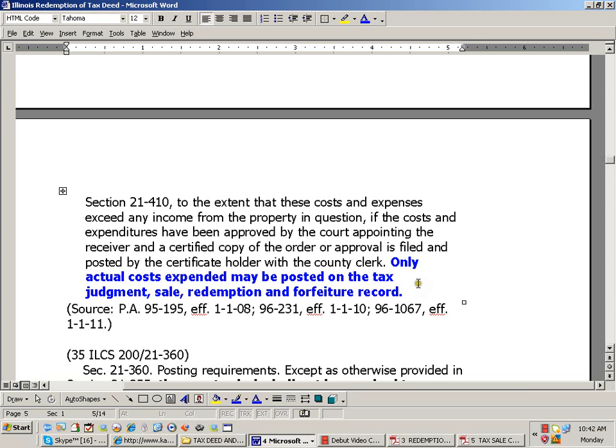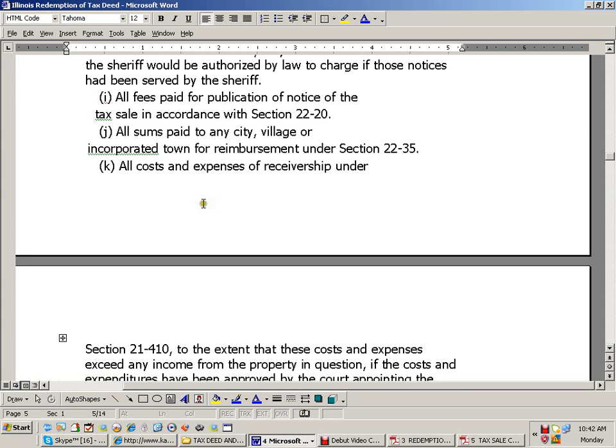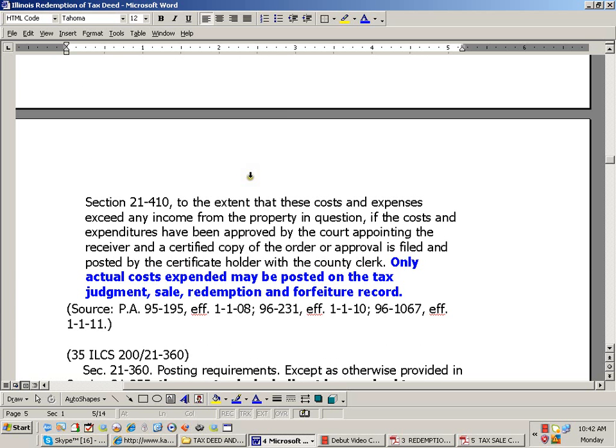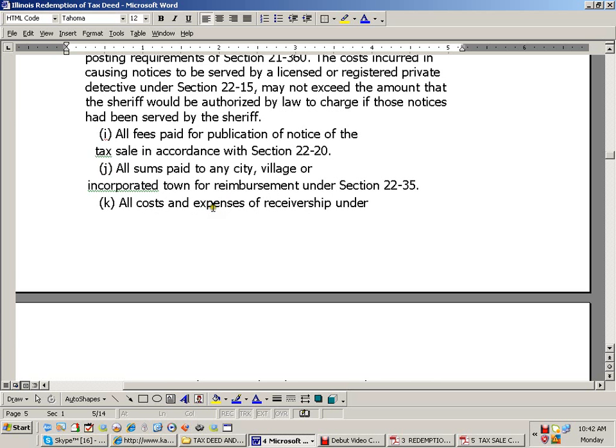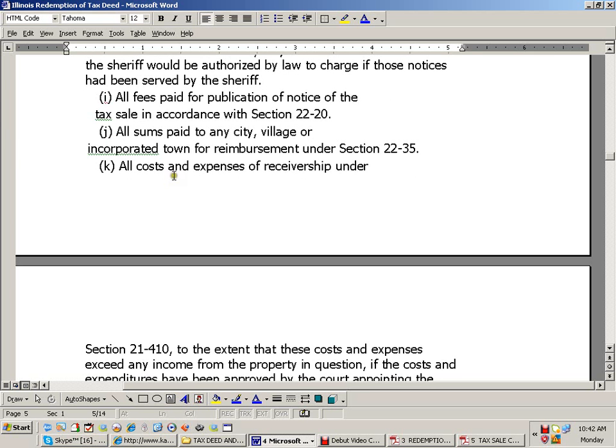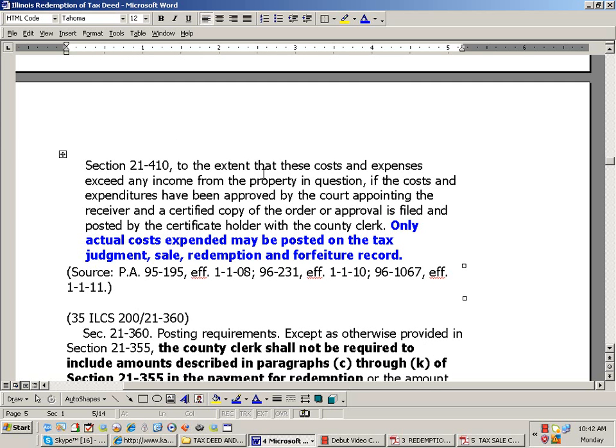Excellent. This is section 21410, is that what it is? All costs and expenses of receivership. No, this is just K. It just happened to be on the next page. All costs and expenses of receivership under section 21410 to the extent that those costs and expenses exceed any income of the property, and so forth. But it ends up saying only actual costs expended may be posted on the tax judgment. So there's a thing called a tax judgment someplace. They've got a judgment book. What's the tax judgment? The sale, redemption, and forfeiture records.